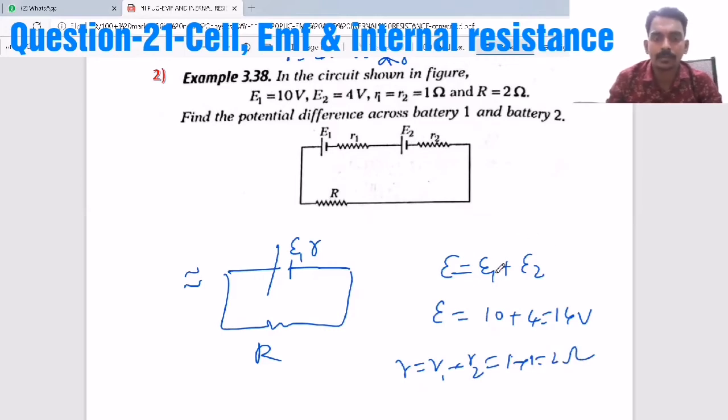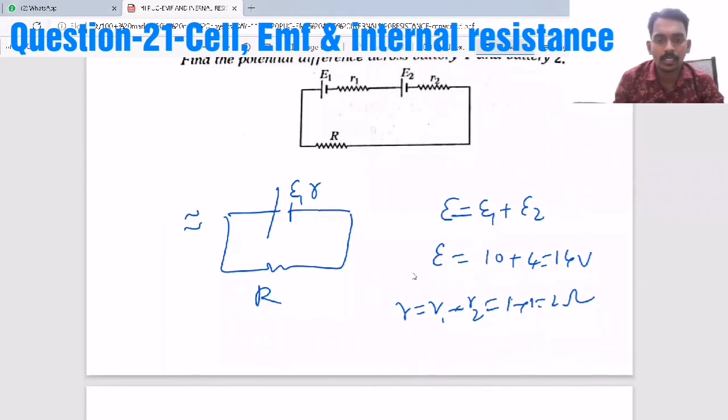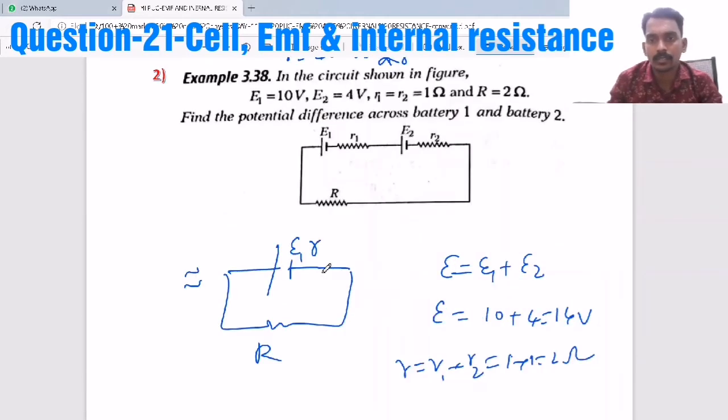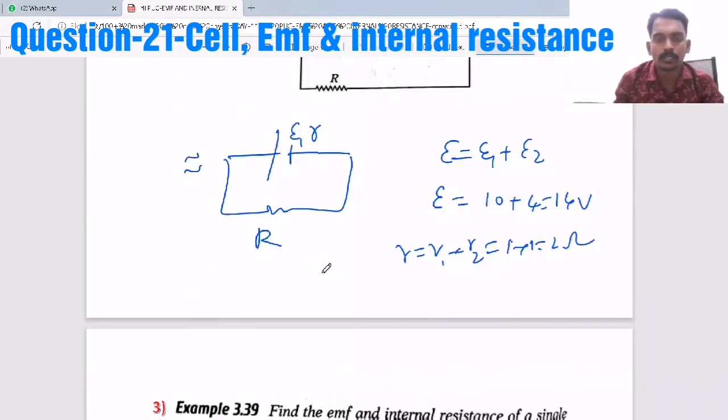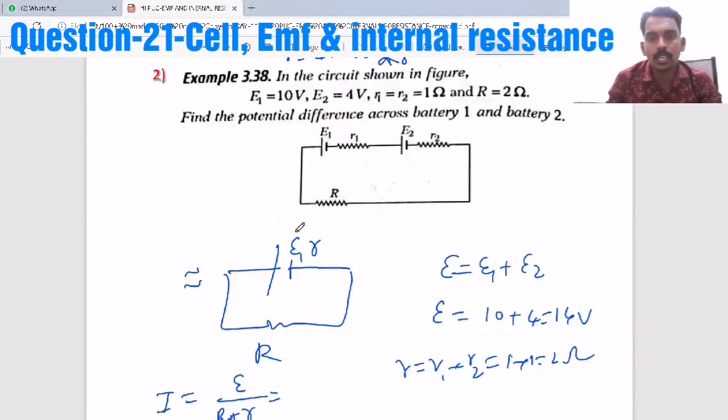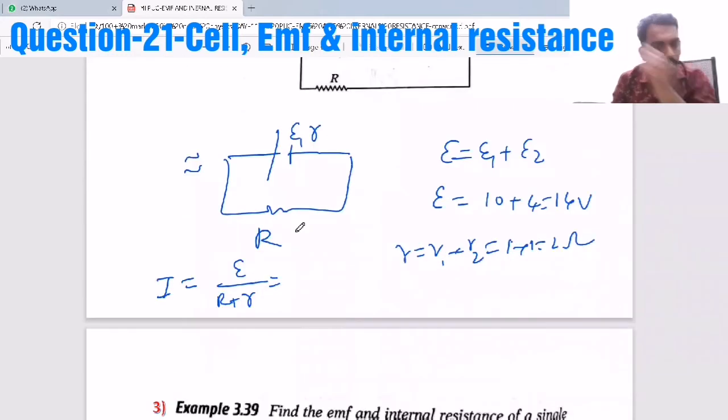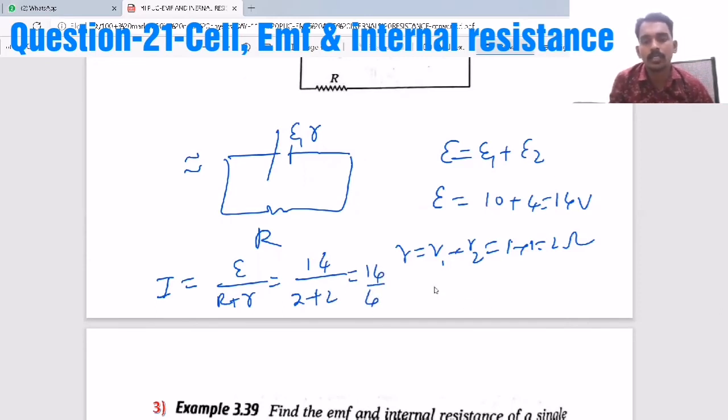Now capital R is how much? 2 ohm. So the current equals epsilon by capital R plus small r. How much did we get for epsilon? 14. Now 14 by 2 plus 2, that is 14 by 4.